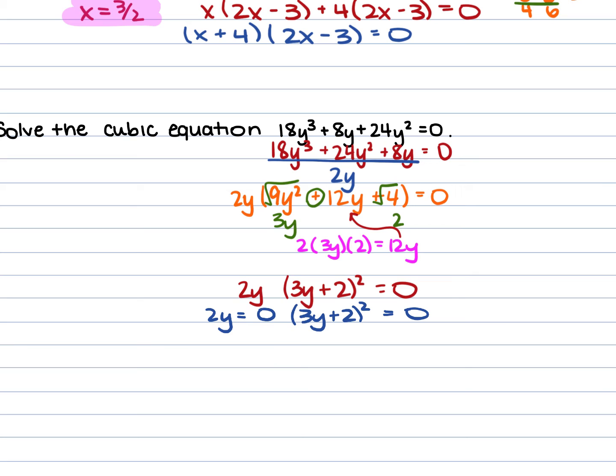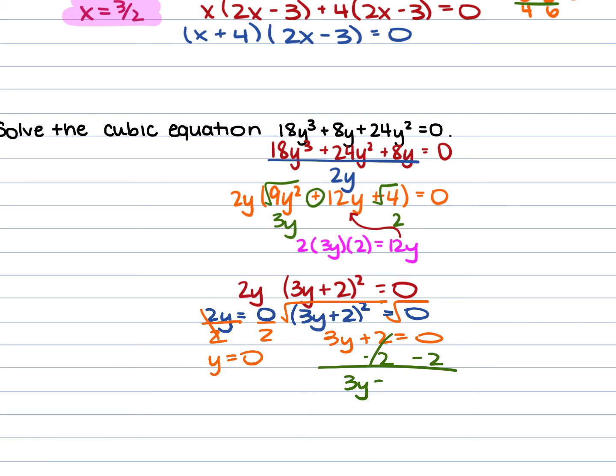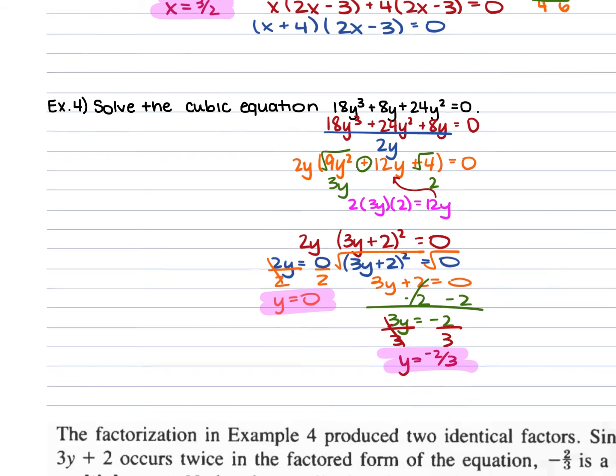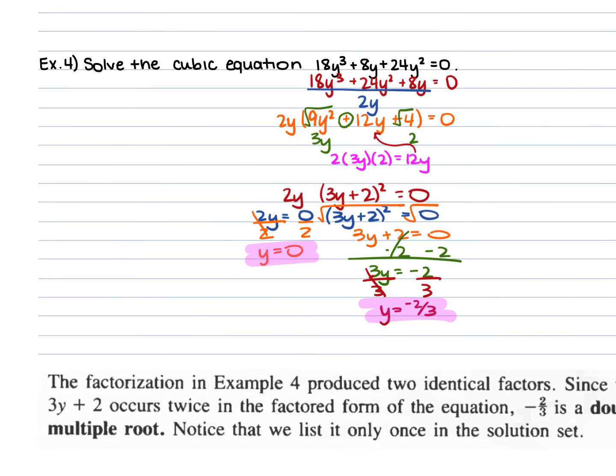For the 2y is equal to 0, we can divide each side by the 2, and we get that y is 0. For the 3y plus 2 squared is equal to 0, we can take the square root of both sides. We're going to have 3y plus 2 is equal to 0. We're going to subtract that 2 from each side. That gives us 3y is equal to negative 2. And then we're going to divide each side by the 3. And we get that y is equal to negative 2/3. So we have two solutions here, the 0 and the negative 2/3.